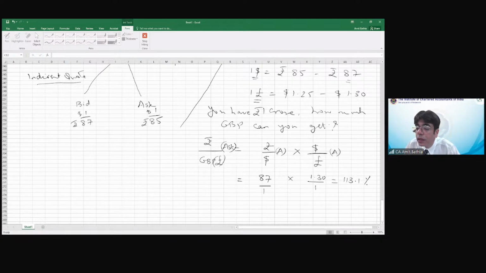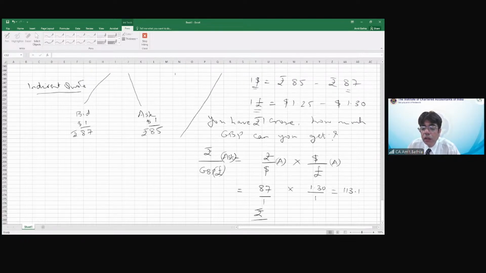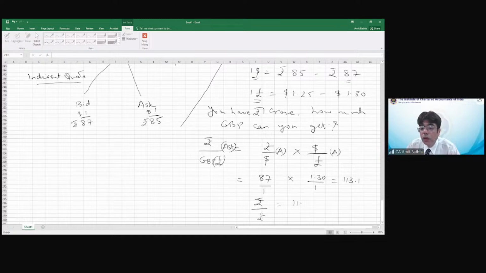113.1 rupee per pound. This is the rate of rupee upon pound, right? 113.1. This is known as cross rates. What is this known as? Cross rate. When two currencies are not directly quoted, you have to essentially triangulate it using a common currency in between. That is the reason this is known as cross rate.